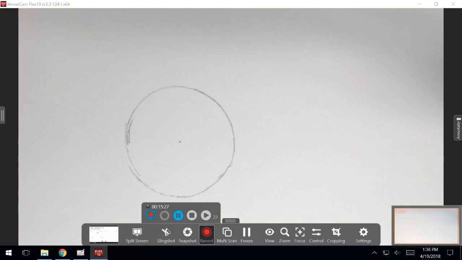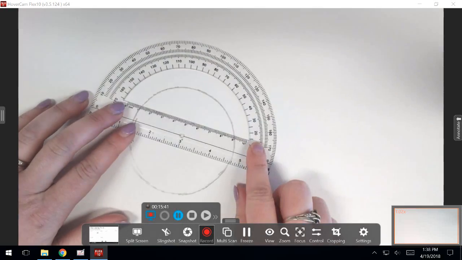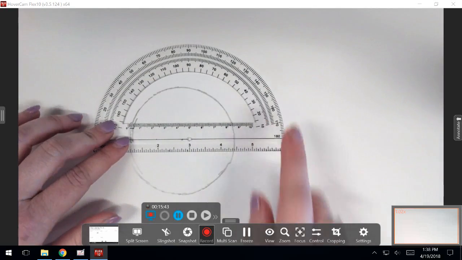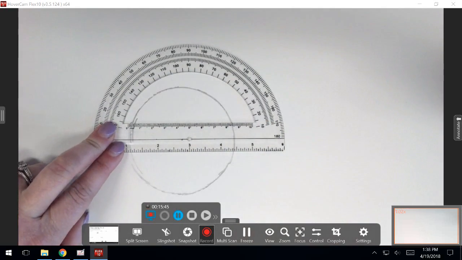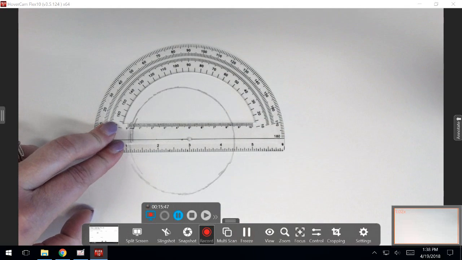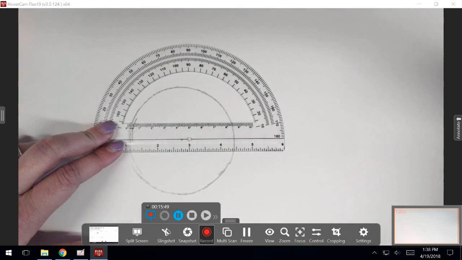Now listen to me. If your protractor is smaller than your circle, use a ruler. So for example, let's look at this. Is this protractor smaller than this circle? No, so I can use my protractor as the straight edge. Does that make sense to everybody? All right, let's look at this. Here we go.